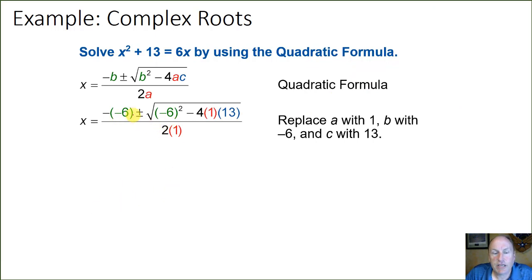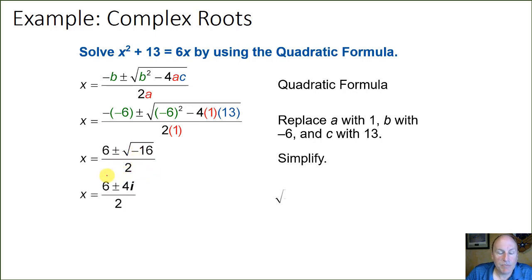So we have negative 6 plus or minus the square root of negative 6 squared minus 4 times 1 times 13, all over 2 times 1. Inside this radical, negative 6 squared is 36, minus 4 times 1 times 13 is 52. We get 36 minus 52, or negative 16. So 6 plus or minus the square root of negative 16 over 2.